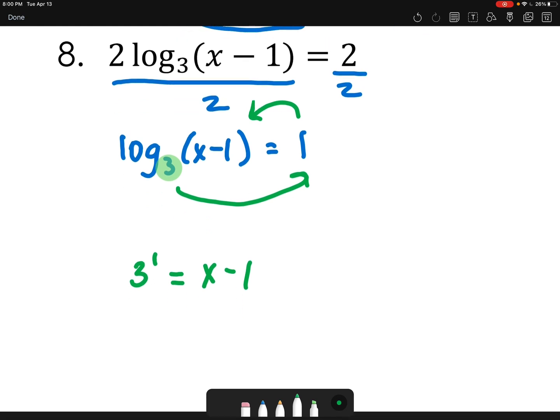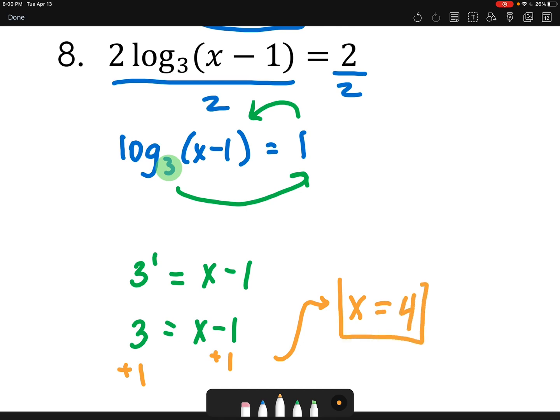But now we do need to simplify this and say 3 to the first is just 3. And now I can add 1 to both sides, and I can say that x equals 4.